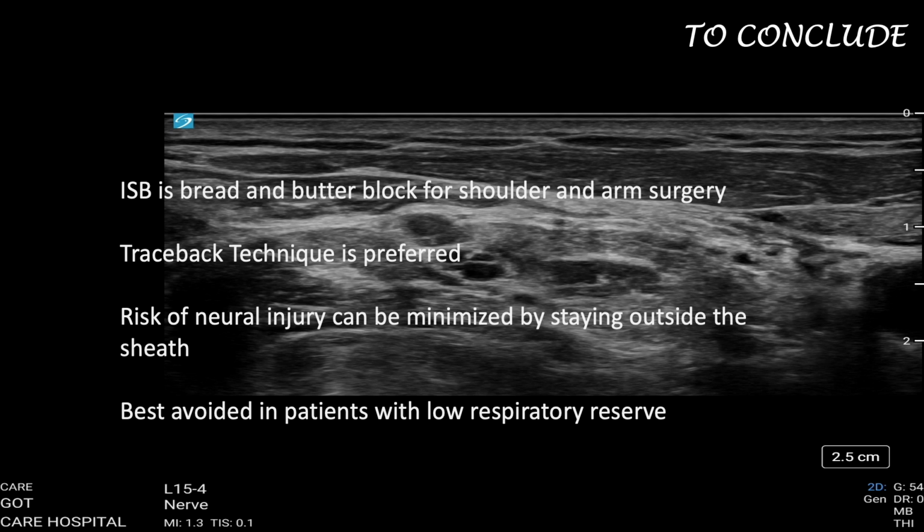Now we have seen from the presentation that the interscalene space is in fact a very tight space, populated with nerve roots, making them vulnerable to injury, and it carries a 100% risk of phrenic nerve paresis. So for the purpose of shoulder surgery, we have sort of abandoned the interscalene plexus block and moved on to give a superior trunk block or even selective suprascapular and axillary nerve blocks. And for the purpose of the arm, we choose infraclavicular, costoclavicular, or axillary nerve block.